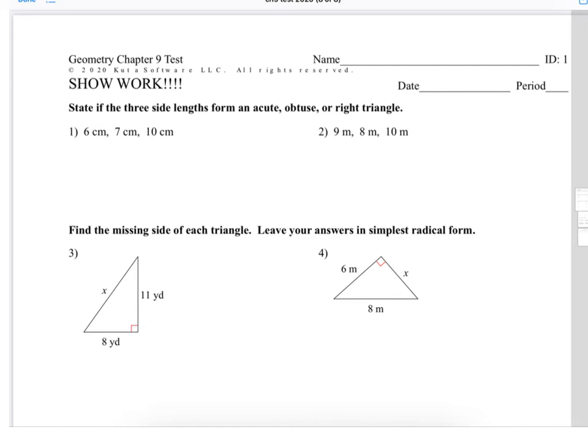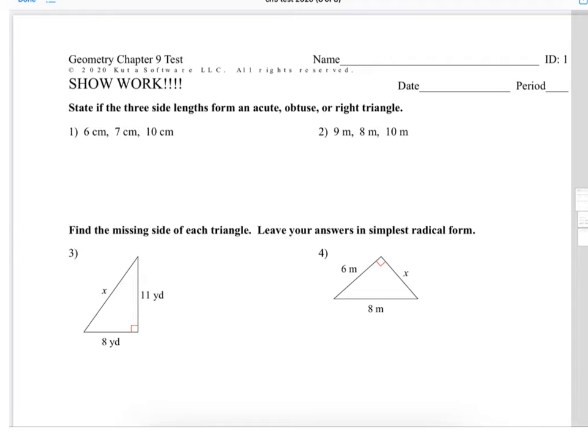Okay, here's the Chapter 9 test we took yesterday. Didn't do very well, but let's see if we can show you how to do these, and we'll go from there. Hopefully you'll not have any problems on the test tomorrow, but again, tomorrow's a different test, but it's the same concept, so pay attention.